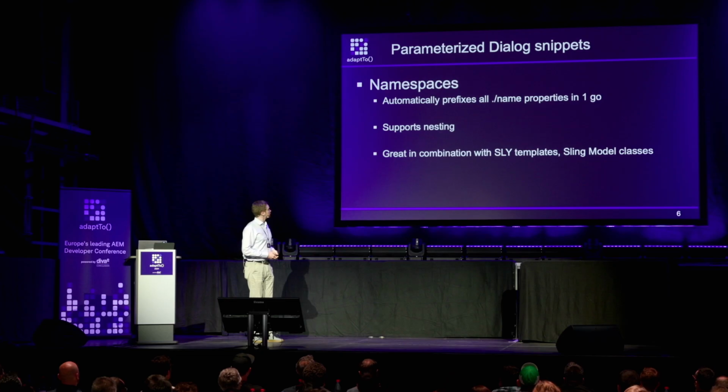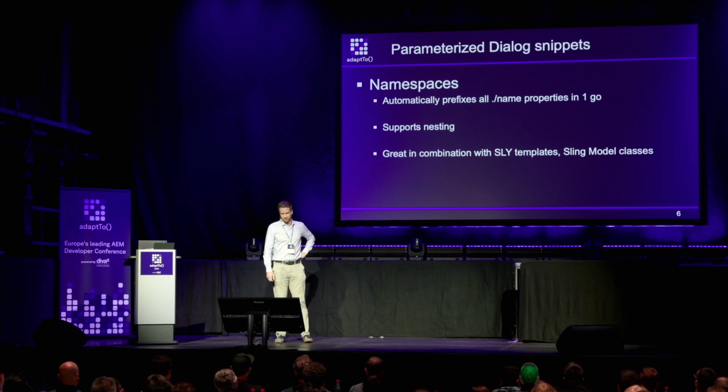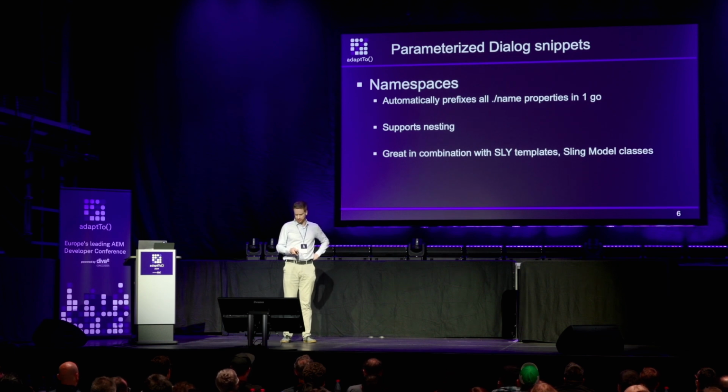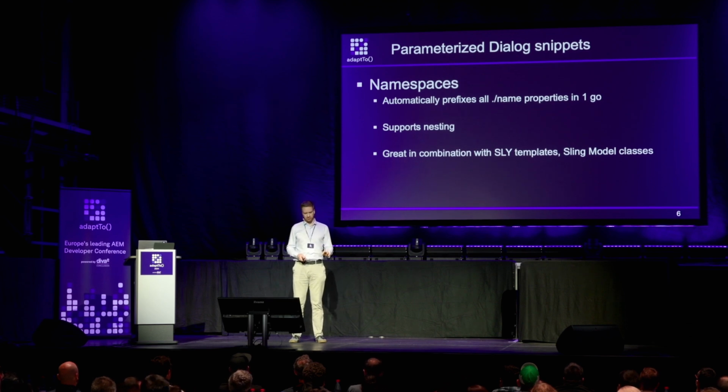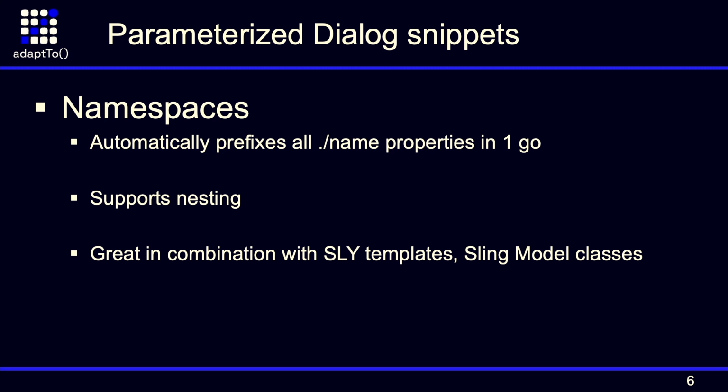So a little bit about namespaces. I can actually look at this screen, it's much better. It automatically, as I said, prefixes all name properties in one go, and it supports nesting. So if you include a snippet, which then also includes a snippet, and they both use namespacing, it will actually chain them together, and I'll demonstrate this. So it can go quite complex, and that can go infinite. So that really, I think, supports a lot of use cases, especially with huge projects. And this works really well in combination with HTL templates and with Sling model classes.